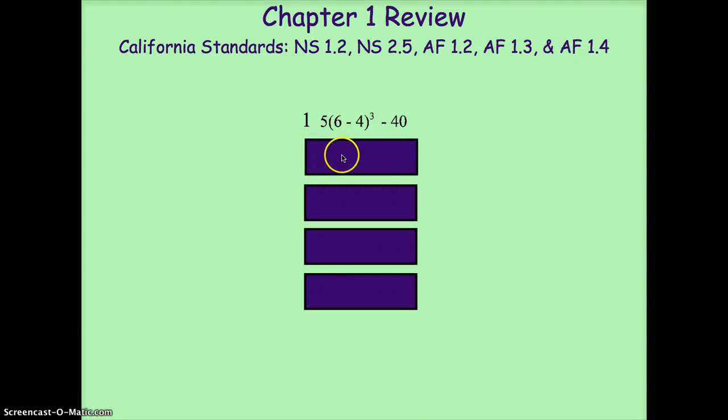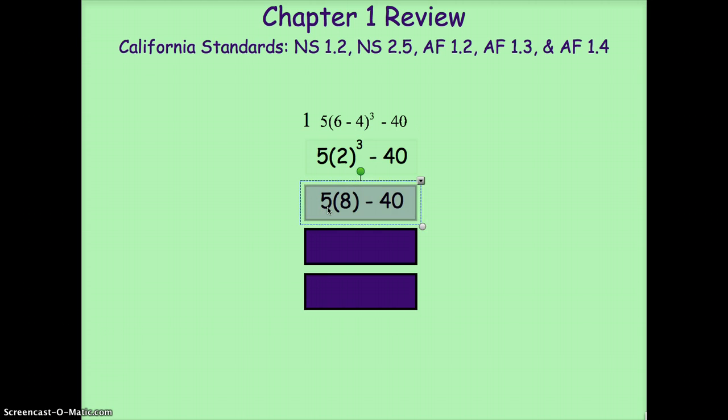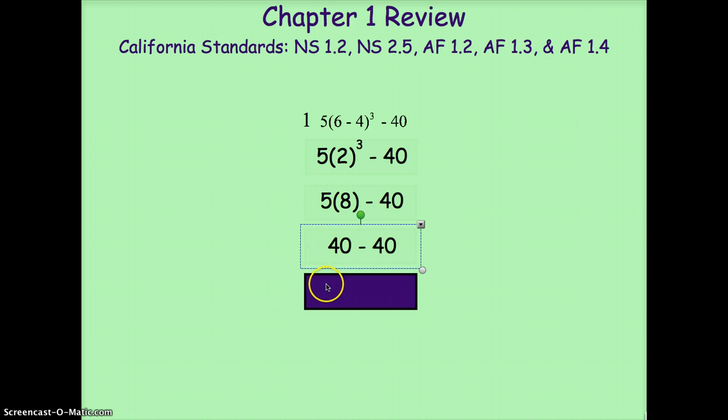Okay, let's go ahead and go through the steps. First, you're going to do the 6 minus 4 inside the parentheses. Next, we have exponents. Then we see multiplication. And finally, subtraction. Okay, hopefully you did all right.